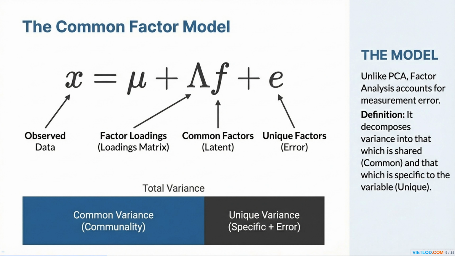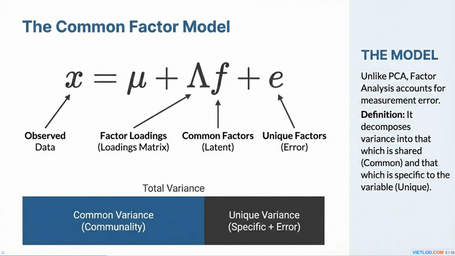The common factor model is expressed mathematically as x equals mu plus lambda f plus e. Here, x represents the vector of our observed variables. The term lambda f represents the common variance. Lambda is the matrix of factor loadings, which are like regression coefficients, and f is the vector of unobserved common factors. The term e represents the unique factors, or error.